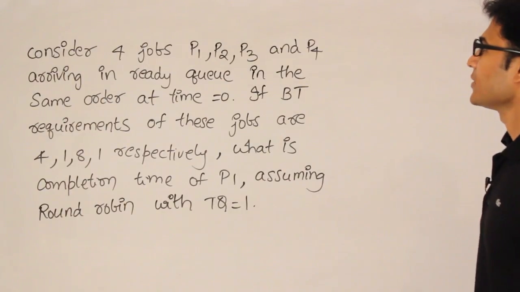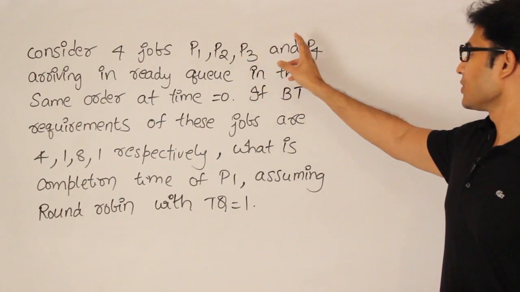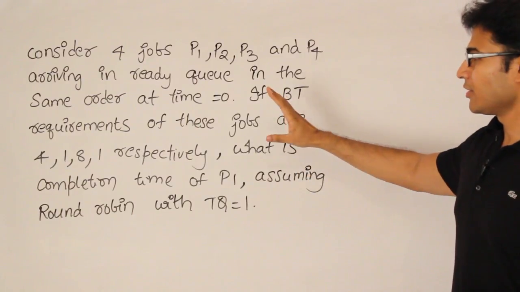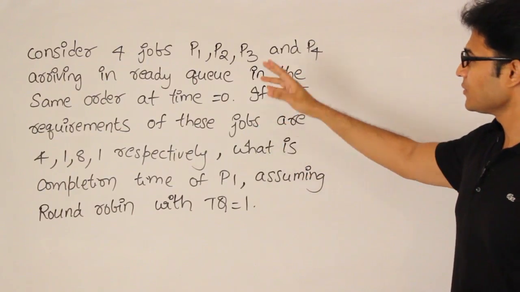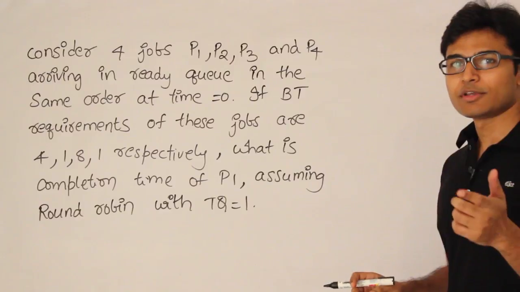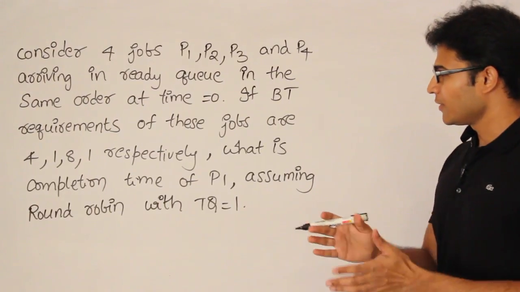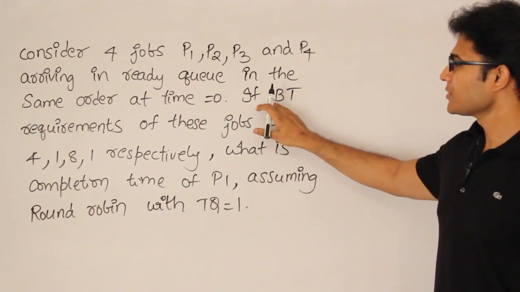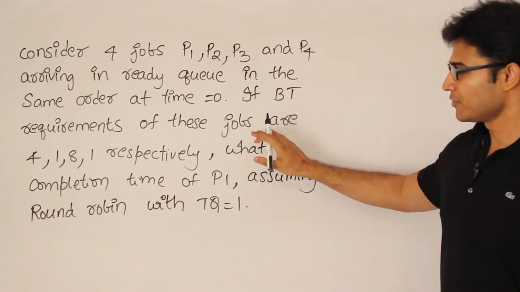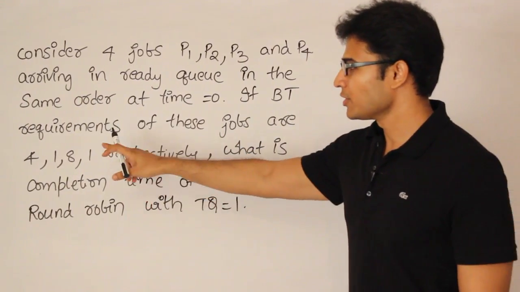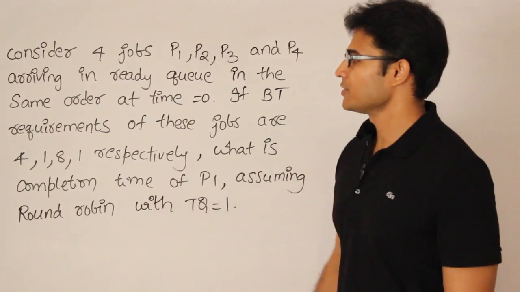Now let's see this question. They are saying that 4 jobs P1, P2, P3 and P4 are arriving in the ready queue at the same time in this order, which means in the queue they are presented P1, P2, P3, P4 in that order. And now the burst time requirement of these jobs, which means for P1 it is 4, P2 it is 1, P3 it is 8 and P4 it is 1.